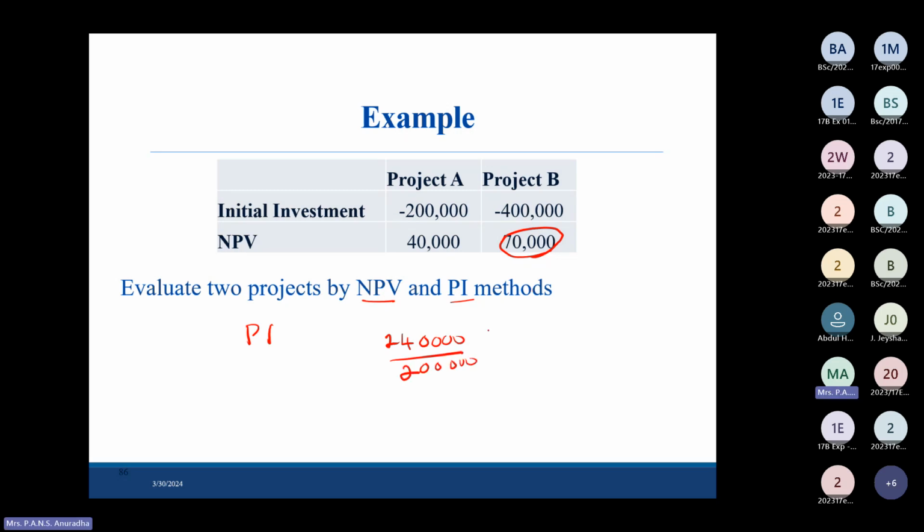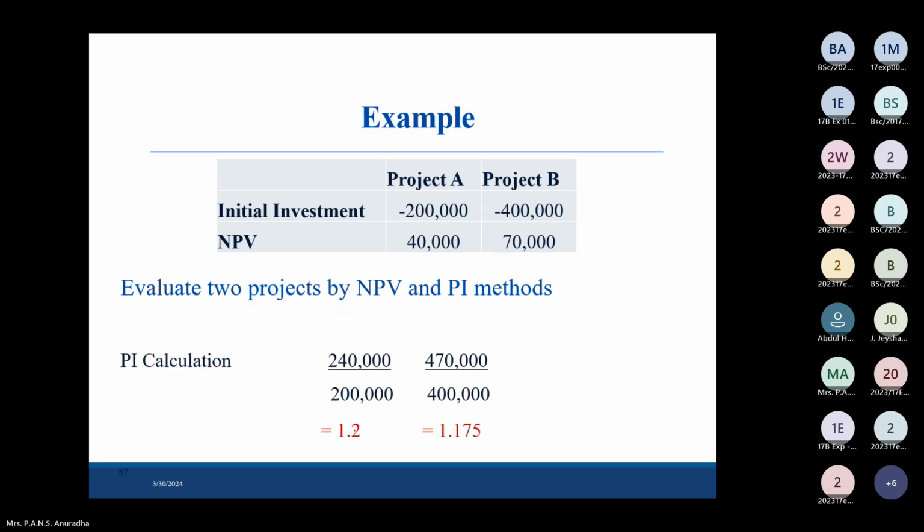Then for project B also, the NPV is positive 70,000. So 470,000 is the present value of the cash inflow, divided by the cost of the project. So what are the profitability index numbers? 1.2 and 1.17.